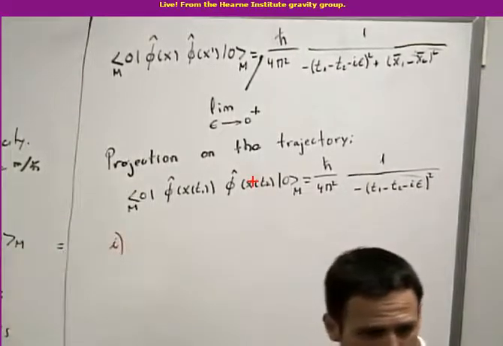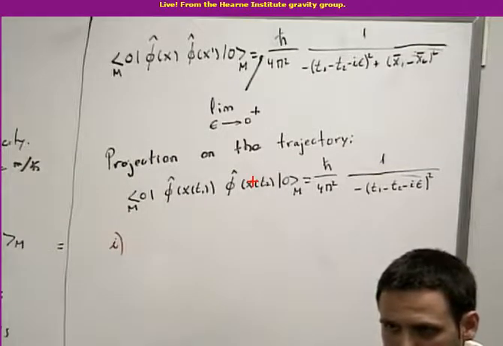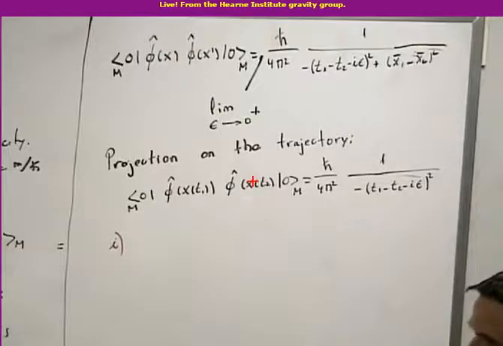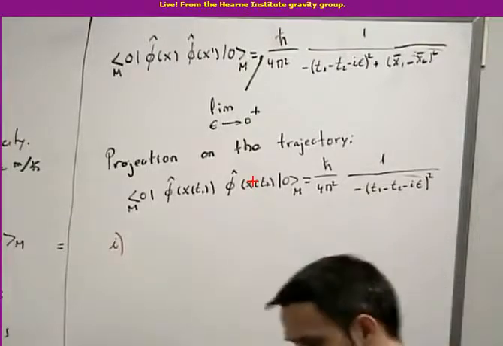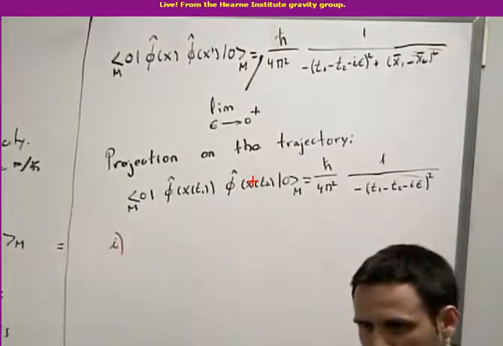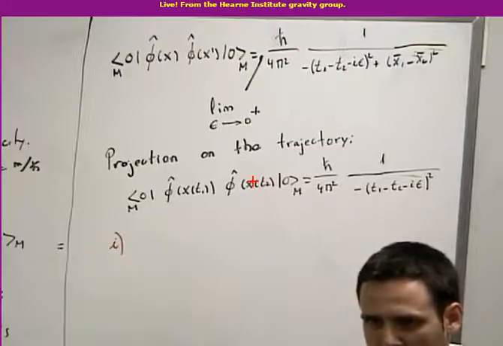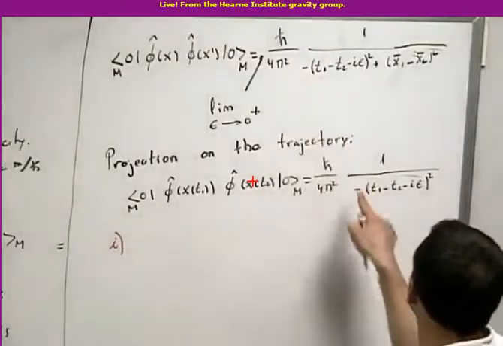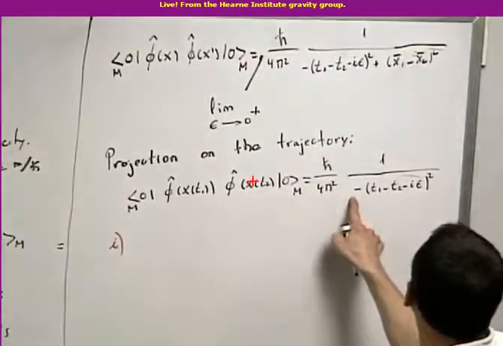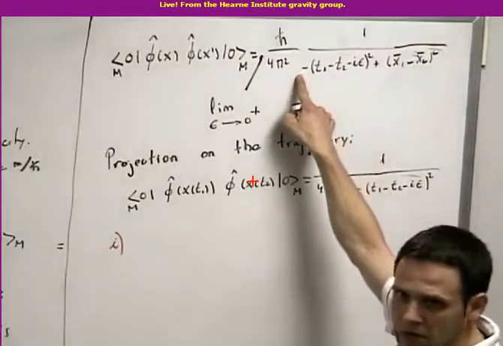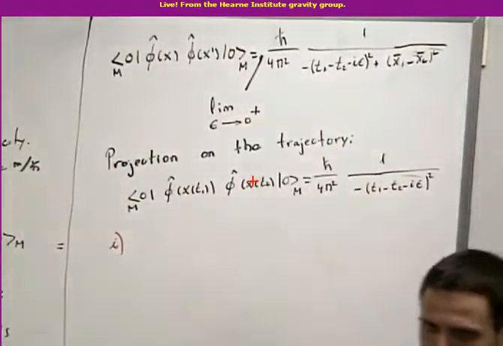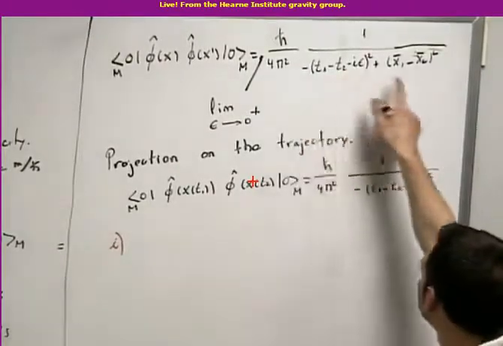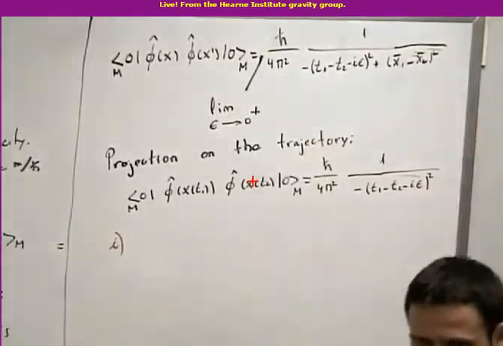Any question about this? Why is there a minus sign? Here? Yeah. It's the geodesic distance, and we are using the signature minus plus plus plus. So it's minus time interval squared plus space interval squared.